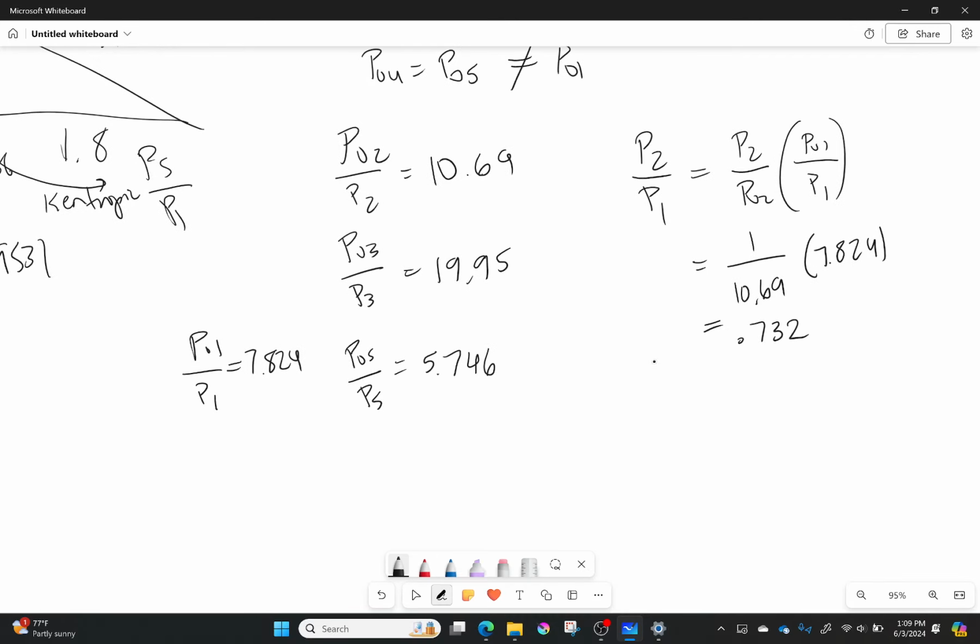And now let's figure out P3 over P1. Okay, so P3 over P1, it's isentropic, so I don't even have to worry about what P2 was. That's going to be equal to P3 over P03 times P01 over P1. And just remember that since it's isentropic, these two guys are equal. They're going to cancel. That's why I'm not having to worry about them. So what's that equal to? That's going to be 1 over 19.95 times 7.824 again. Okay, it's looking good. Let's plug it in my calculator and see what we get.